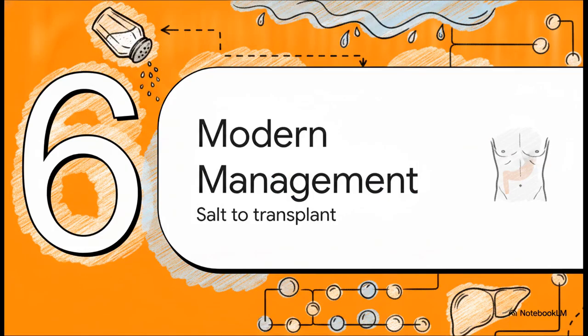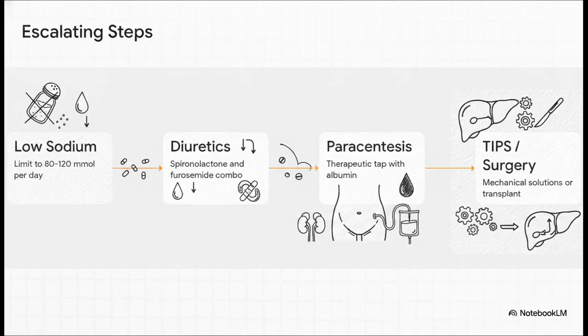Section 6. Management and modern trade-offs, from salt restriction to transplant. Now let's talk long-term management. Ascites follows a very logical, stepwise escalation. Step 1 is basic dietary sodium restriction, typically aiming for 80 to 120 millimoles per day. Step 2 introduces a combo of spironolactone and furosemide, carefully dosed to maintain normal potassium balance while maximizing fluid output.